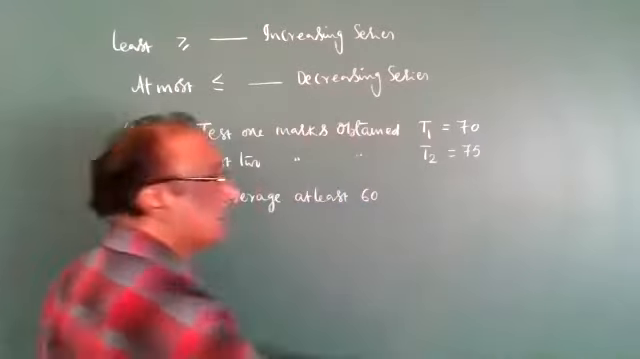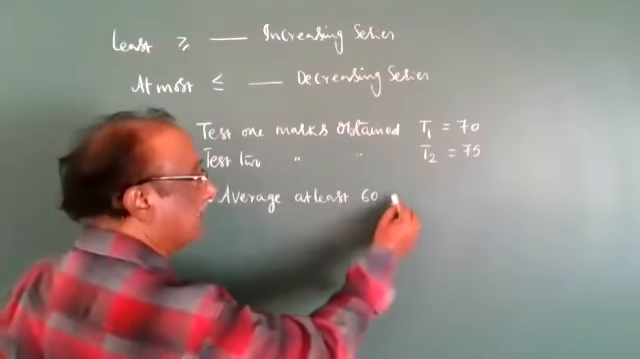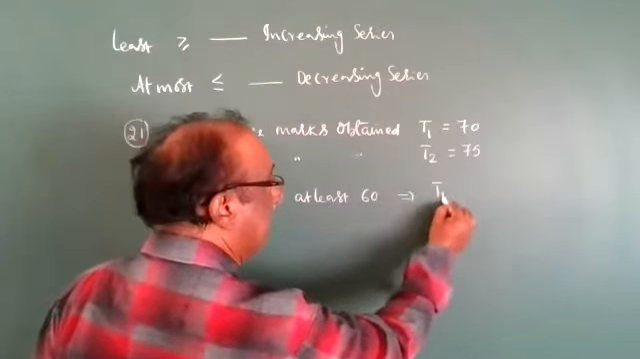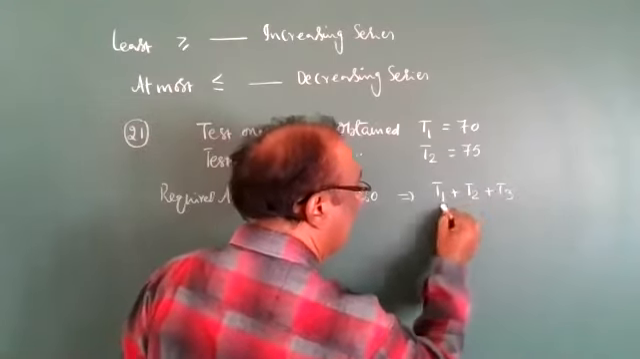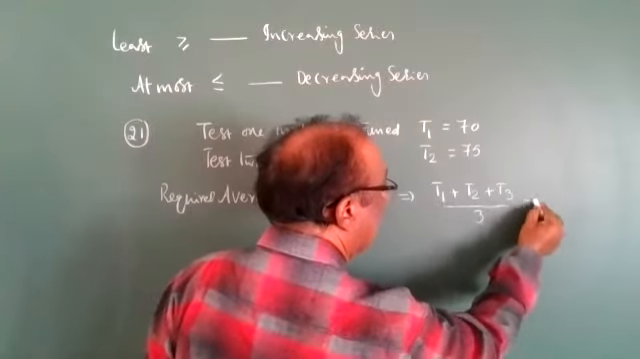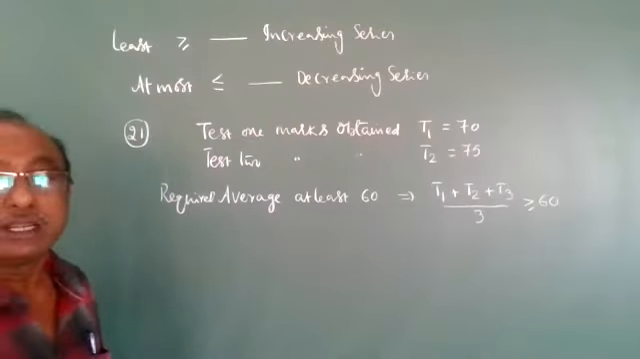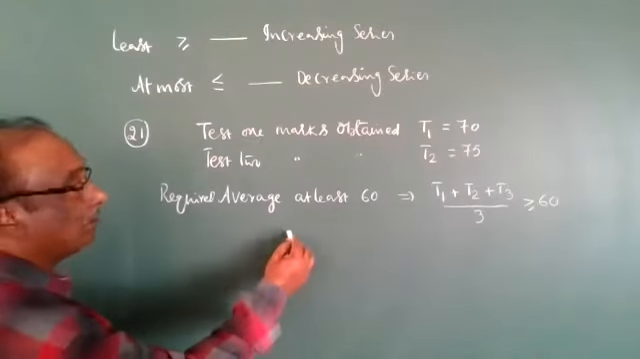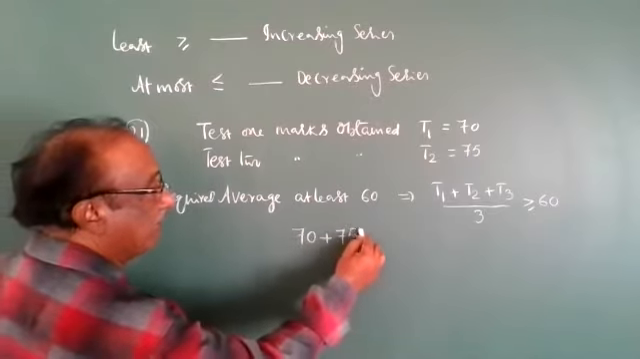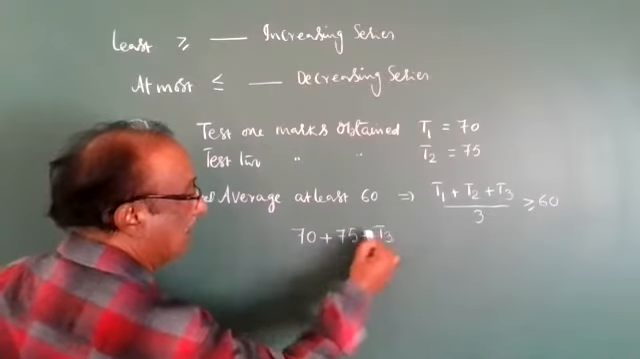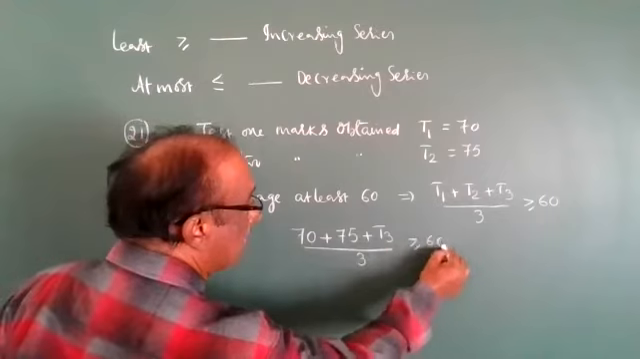So the average is required. At least means first test plus second test plus third test, divided by 3, is greater than or equal to 60. Test 1 marks is given 70, test 2 marks is given 75, test 3 is not given. (70 plus 75 plus x) by 3 is greater than or equal to 60.